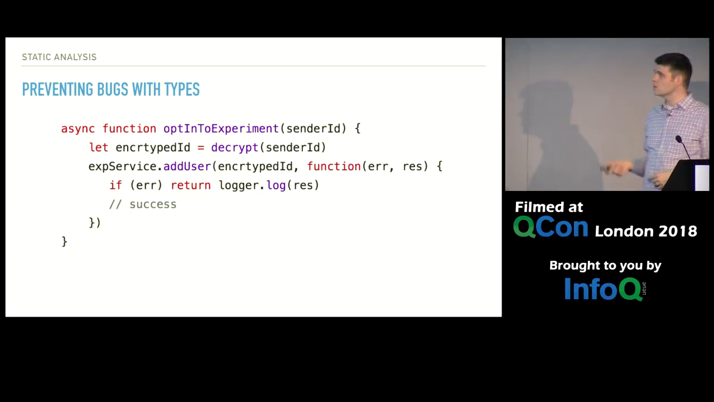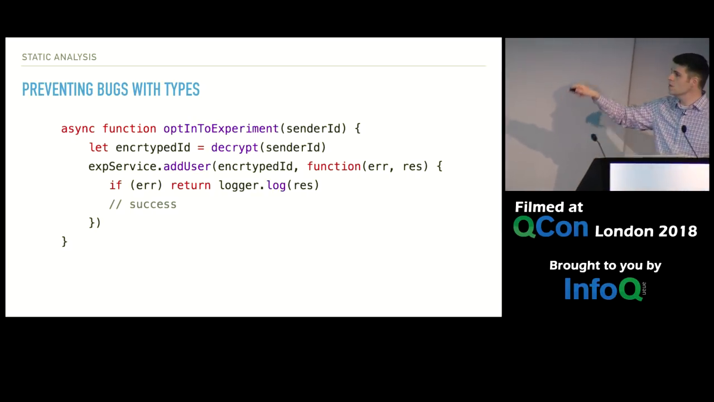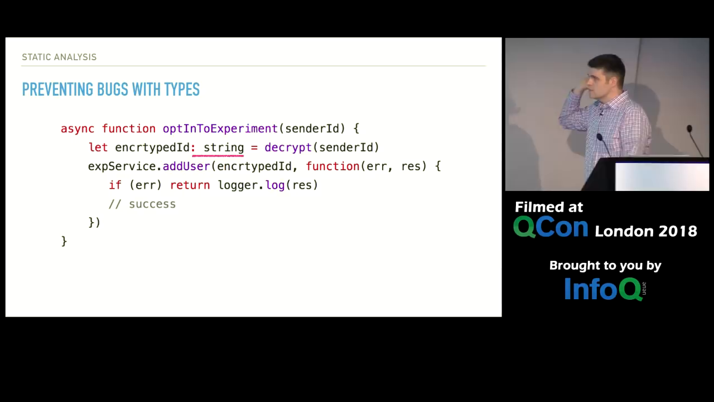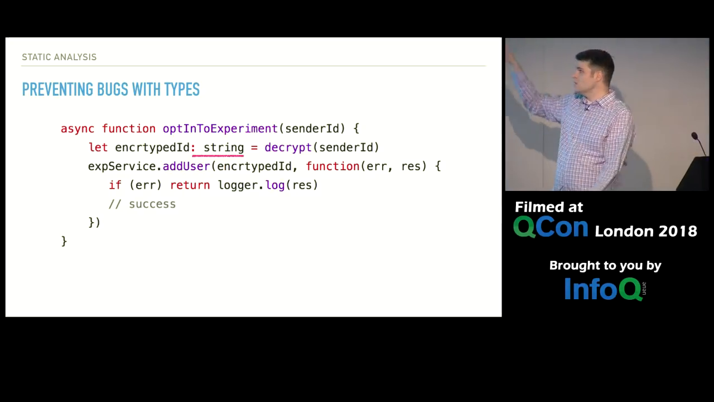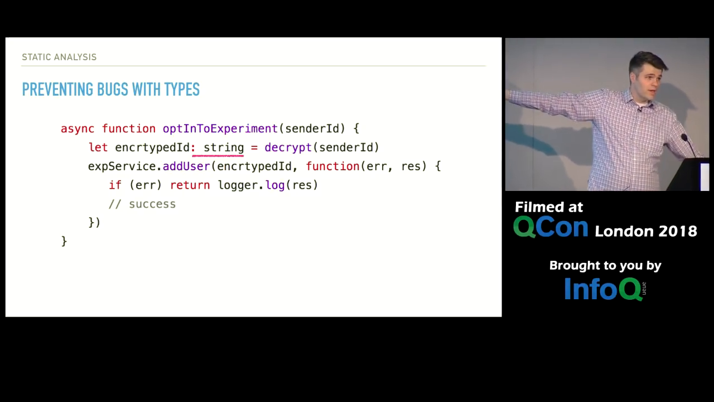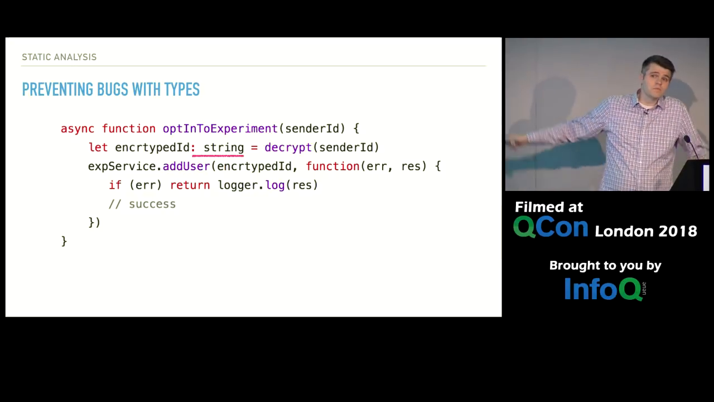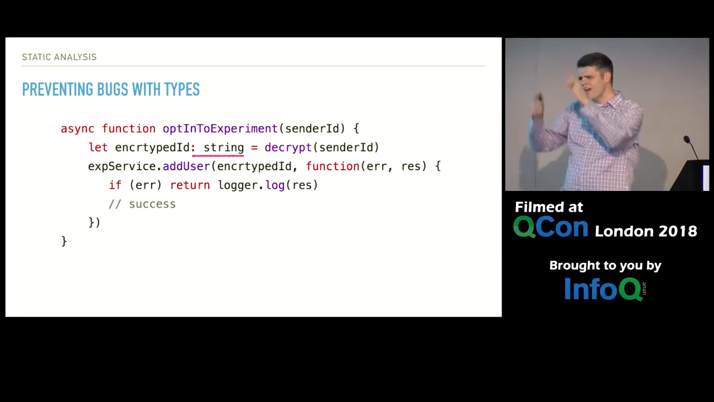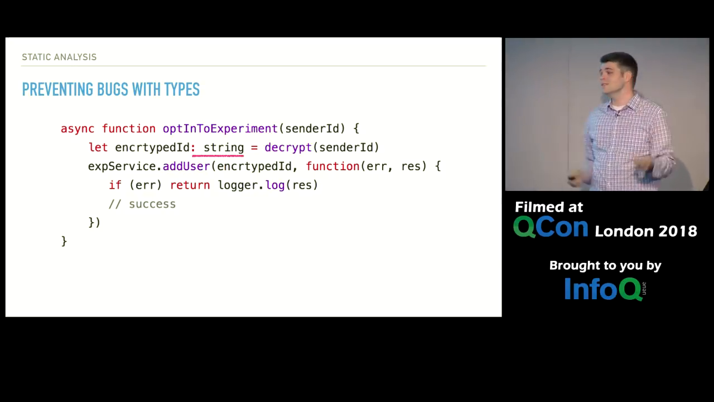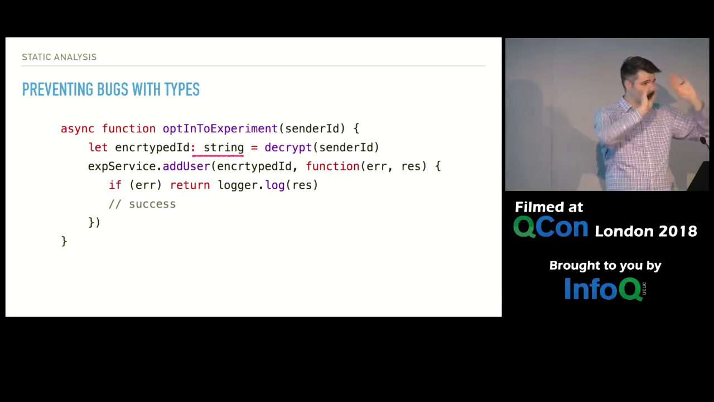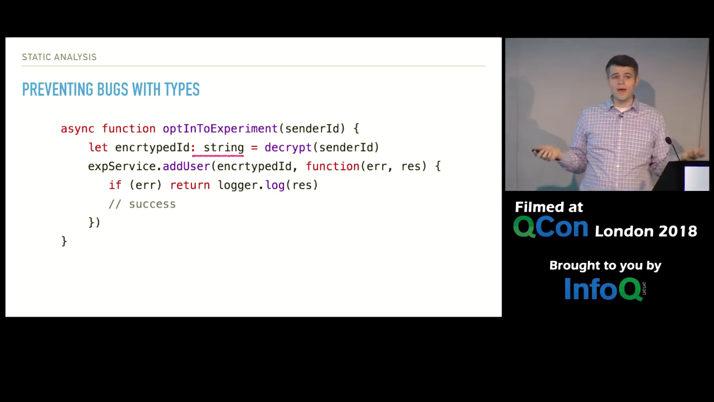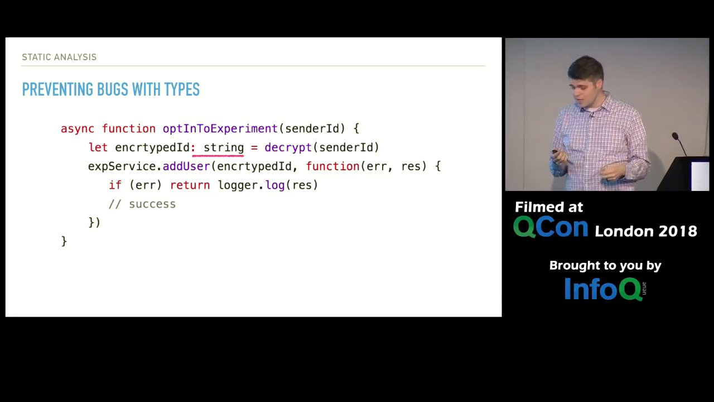So let me show you this code. We have our opt-into experiment function. We just need to tell it that this encrypted ID, which is actually the decrypted ID, should be a string. OK, not very hard. Colon string. Not so bad. People are like, I hate it. It's not JavaScript syntax. It's just some metadata. It's not so bad. It doesn't feel bad, especially when it saves me days of time.